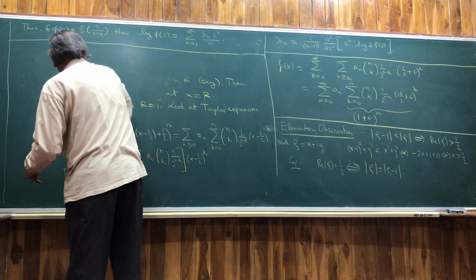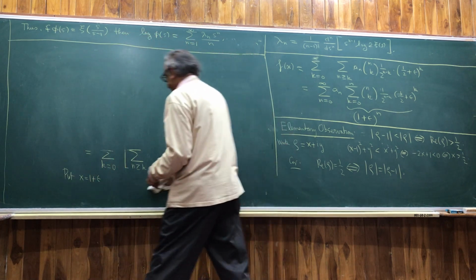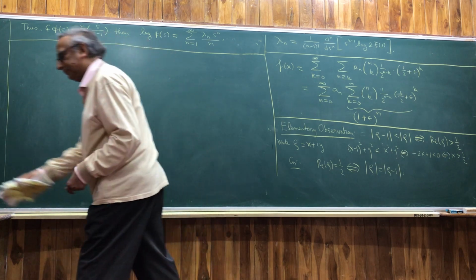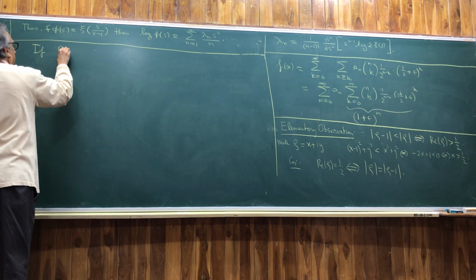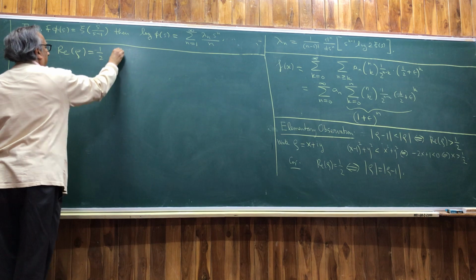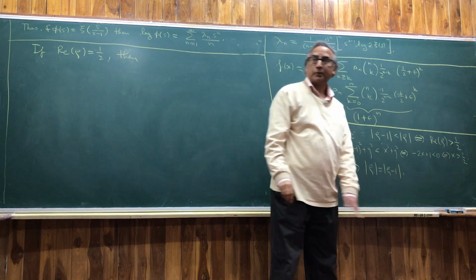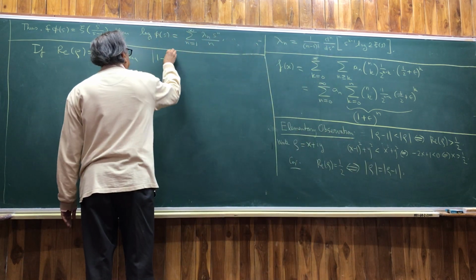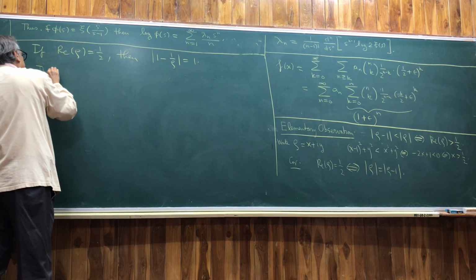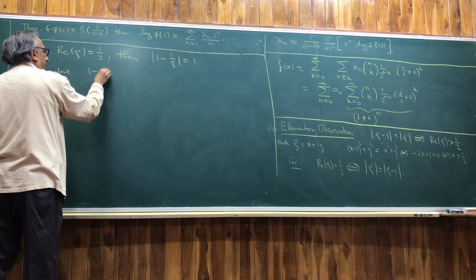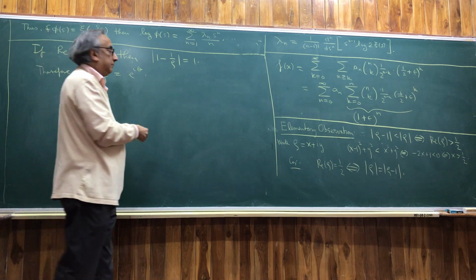So if the real part of rho is a half, then from here we see that 1 minus 1 over rho has absolute value 1. Therefore, we can write 1 minus 1 over rho as e to the i theta for some real theta.